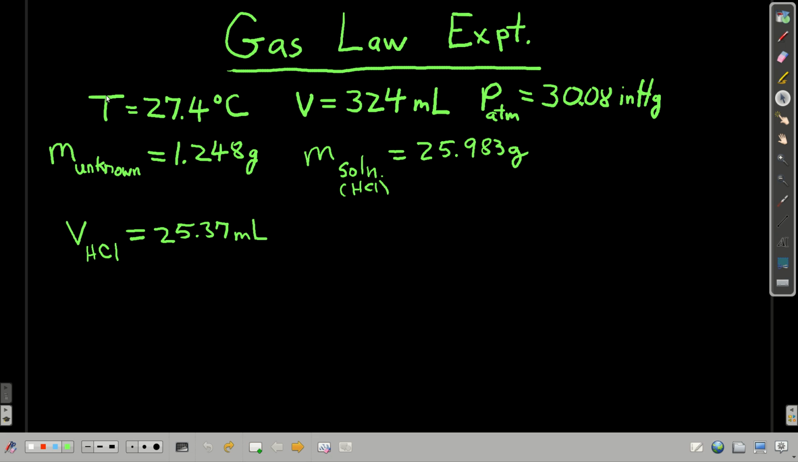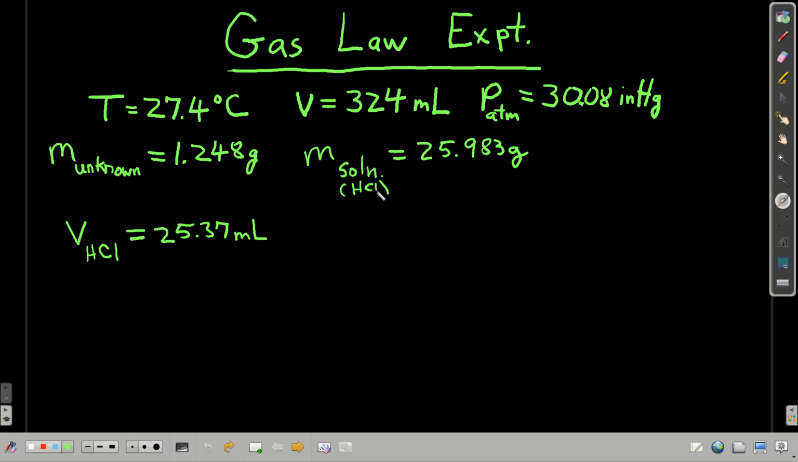So the temperature I said of my solution is going to be the temperature that you measured of the solution in the small jar. The volume of water that was pushed out, that you measured in the big graduated cylinder, I made up as 324 milliliters. The atmospheric pressure, you read the barometer, and I said, well, okay, let's say it's 30.08 inches of mercury. Your unknown carbonate that you weighed out, I said about 1.248 grams.